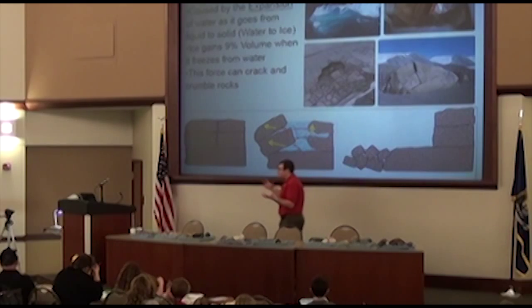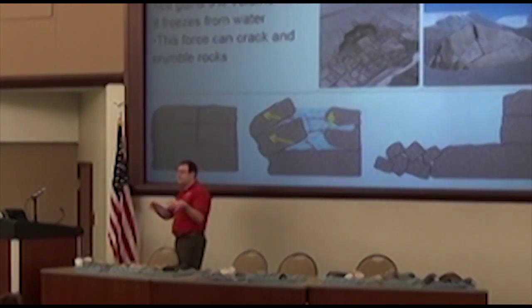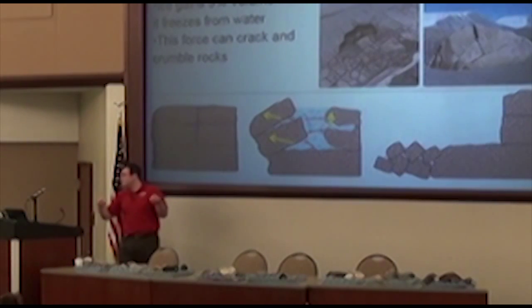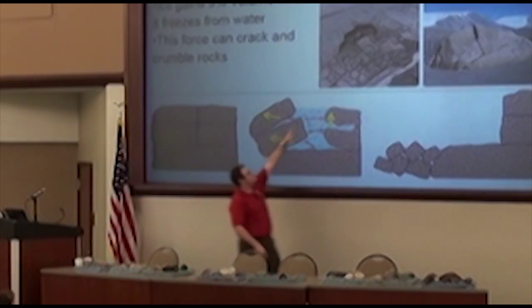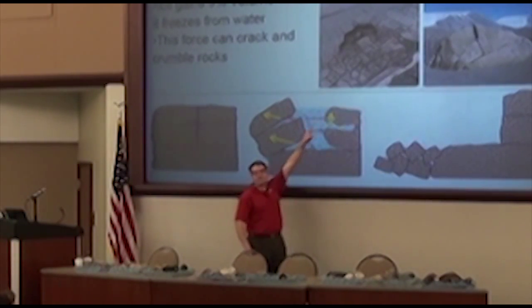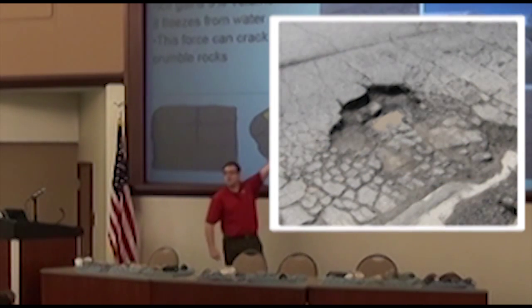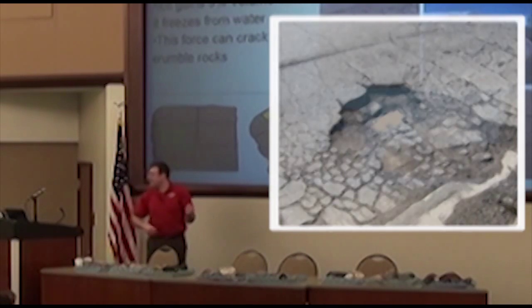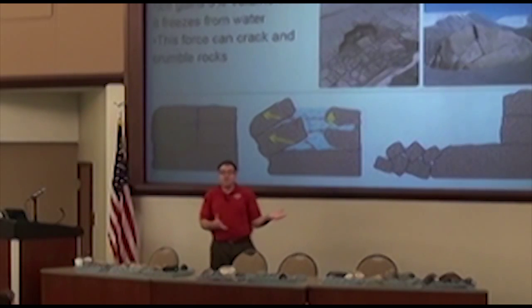So what happens in the real world is when water seeps into cracks and then it freezes, it splits those cracks apart. So this picture right here, can somebody tell me what that is a picture of? Looks like our roads, right? Yeah, I took the picture right out in the road out here. Not really. But it's potholes. So frost wedging is what forms potholes.